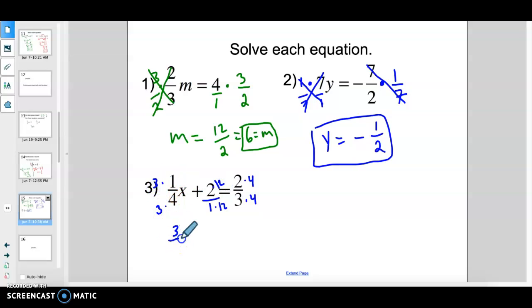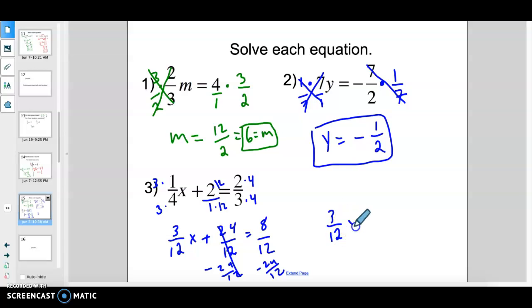So I'm left with 3 over 12x plus 24 over 12 equals 8 over 12. So now that we have common denominators, they will work more easily together. So I can subtract the 24 over 12 from both sides. So on the left, I still have 3 over 12x, and on the right, 8 minus 24 is negative 16.